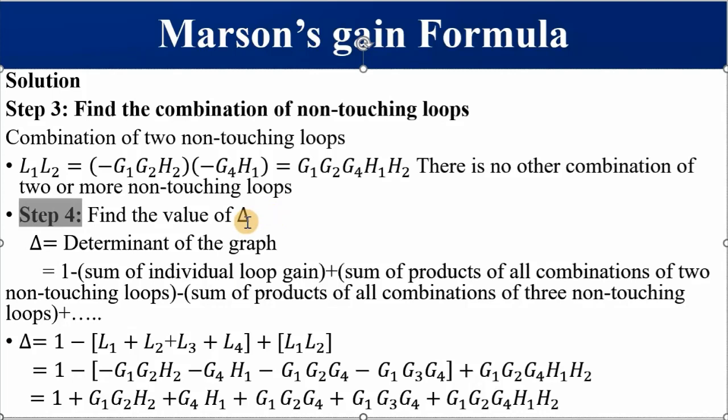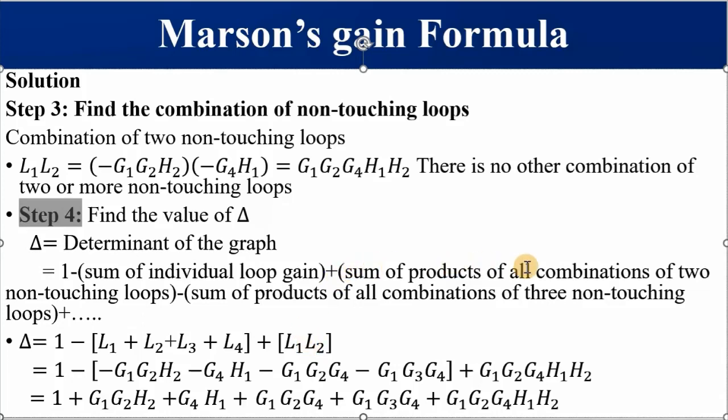And how do you find the determinant of the graph? We are going to take cognizance of all our gains that we found. So we are going to say 1 minus the sum of individual loop gains plus the sum of gains of non-touching loops minus the sum of products of all combinations of 3 non-touching loops or more. So according to us, we've got the determinant is equal to 1 minus L1, L2, L3, L4, these are the gains of the loops, plus the combination of non-touching loops.